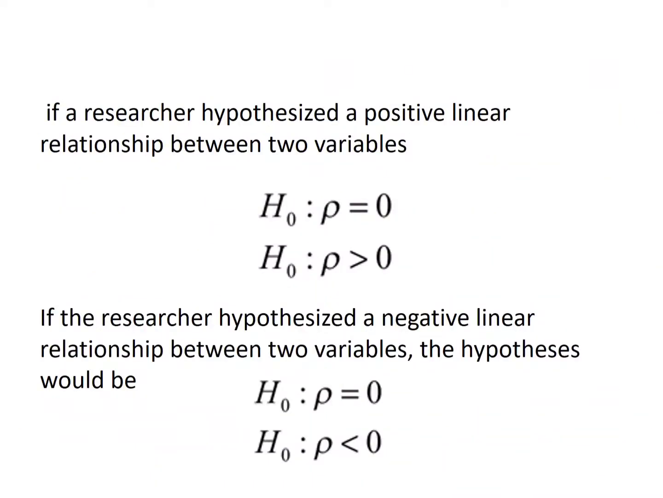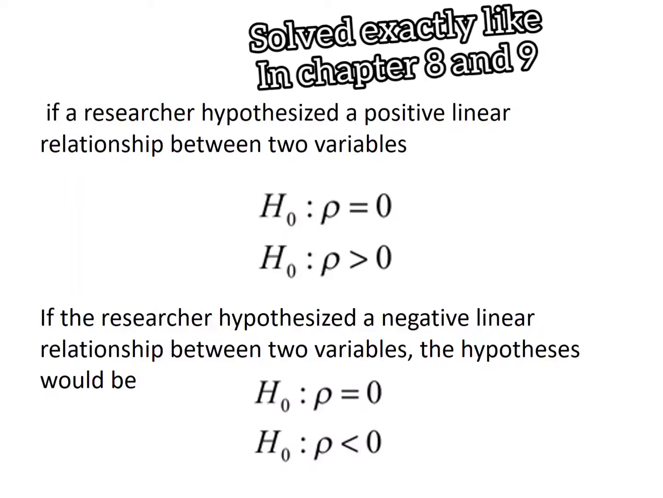If a researcher hypothesized a positive linear relationship between two variables, so let's say the researcher believes that there is a positive linear relationship, then rho would be greater than 0 for my alternate. However, if the researcher hypothesized a negative linear relationship between the two variables, then the researcher's alternate would be that rho is less than 0. Okay?